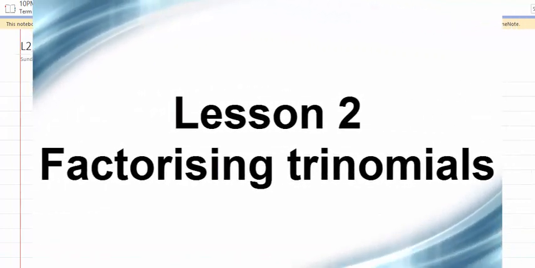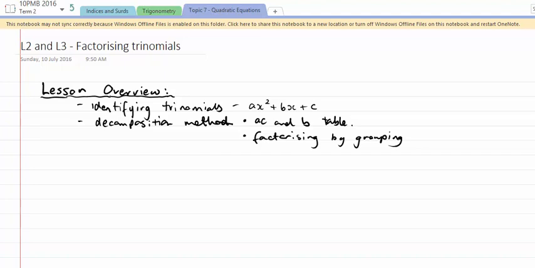In this lesson, we're looking at factorising trinomials. So we'll start off by identifying trinomials, which are simply a quadratic form which has three terms in the form ax squared plus bx plus c. And then we'll look at how we factorise them using the decomposition method.